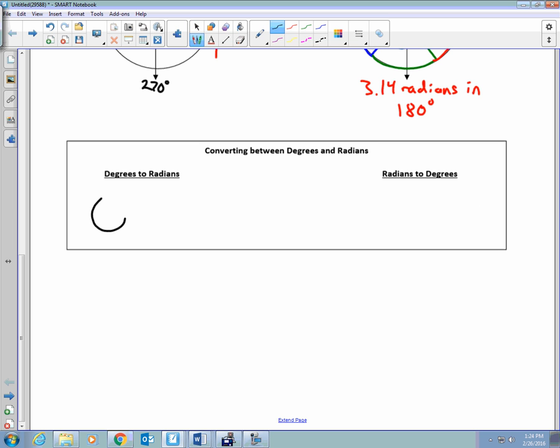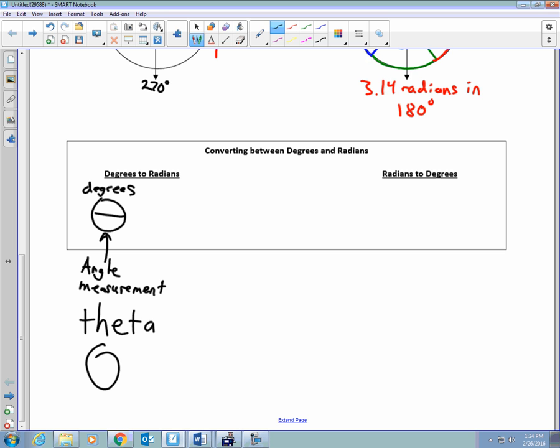If you have theta and it's in degrees, theta is going to be our symbol that we use for angle measurement. It is a Greek letter. If I were to spell it in English, it would look like this, theta. As I spell it in Greek, it looks like this. Theta. Right? That's the Greek letter for TH.